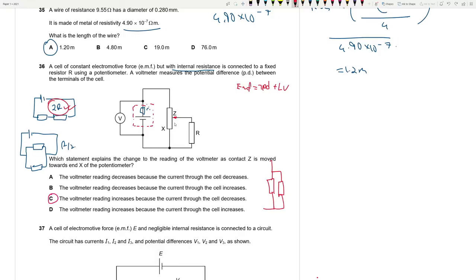This is currently part parallel. This part is in parallel with this part series. Okay. So what happens if we move it towards point X? If we move contact Z here, the whole circuit becomes series now. Beforehand it was like this.